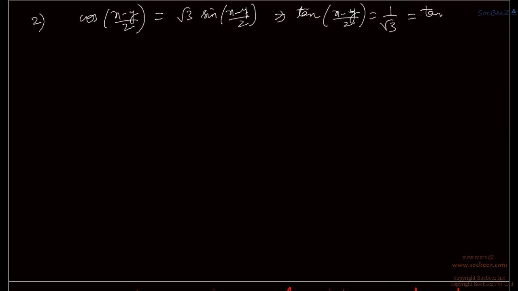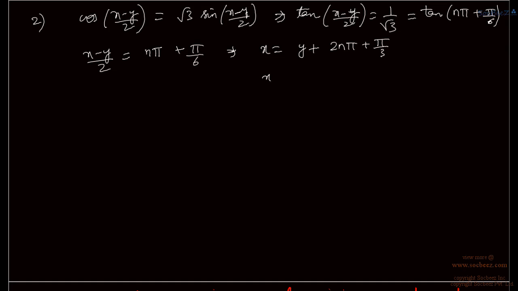Now 1 by root 3 is nothing but tan of pi by 6. Pi by 6 is the principal solution, and we add n pi because tan has a period of pi. So we get that (x minus y) by 2 is n pi plus pi by 6, or x is y plus 2n pi plus pi by 3. I'll write this as x is 2n pi plus y plus pi by 3. Okay? Because I can remove this 2n pi easily if I ever encounter a trigonometric ratio.